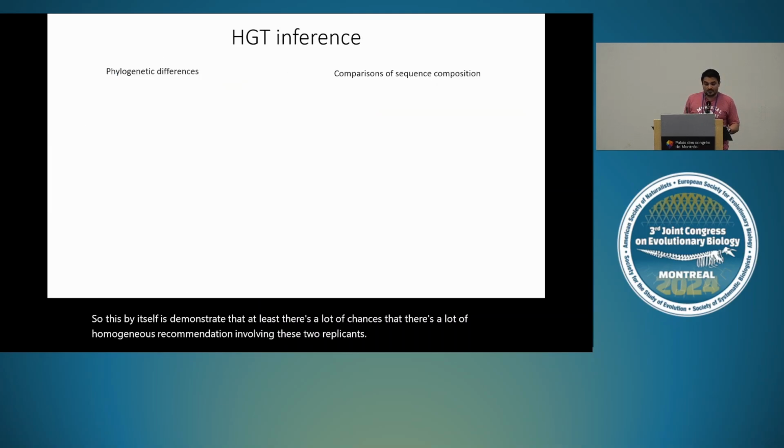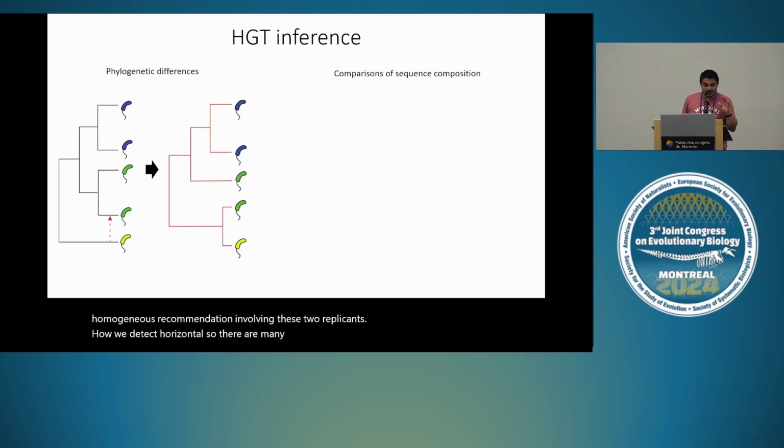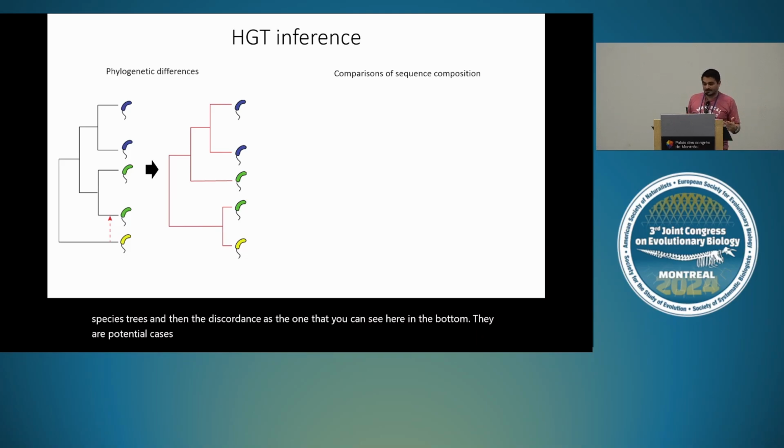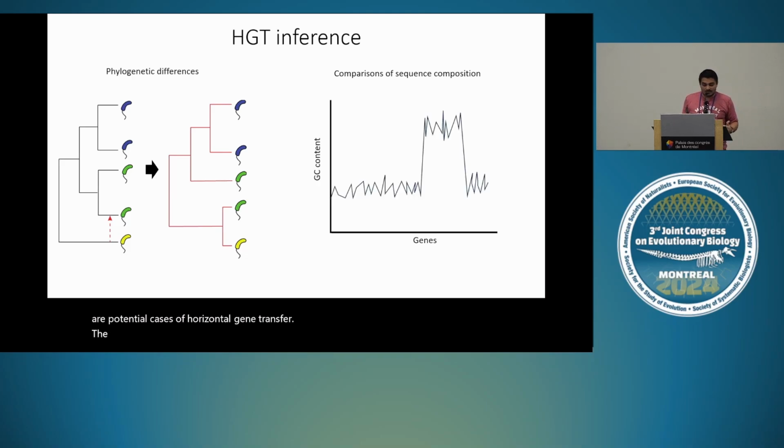Now, how do we detect horizontal gene transfer? There are many different methods. Probably the most famous or most widely used are phylogenetic ones, basically comparing gene trees against species trees, and then the discordance, like the one you can see here at the bottom, indicates potential cases of horizontal gene transfer. Other methods normally used detect regions in the genome that have a very different sequence composition in comparison with the rest of the genome.